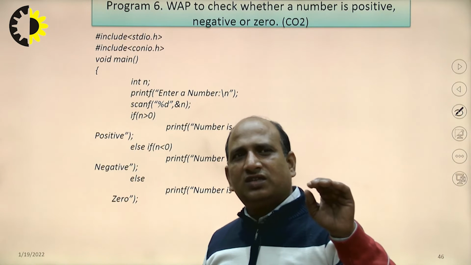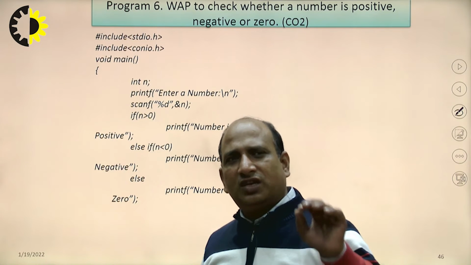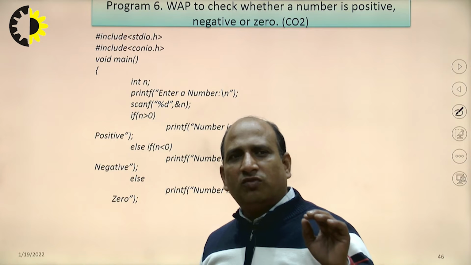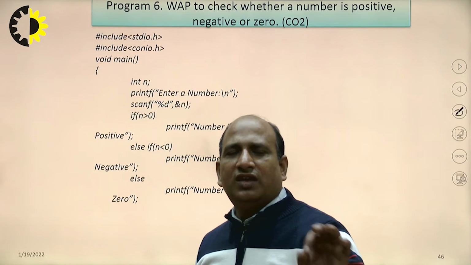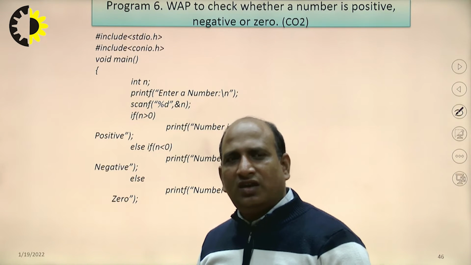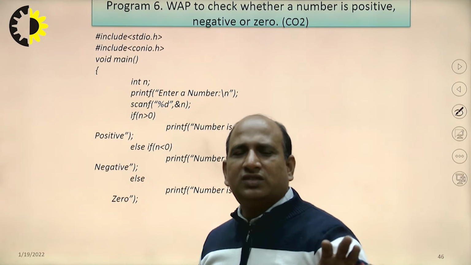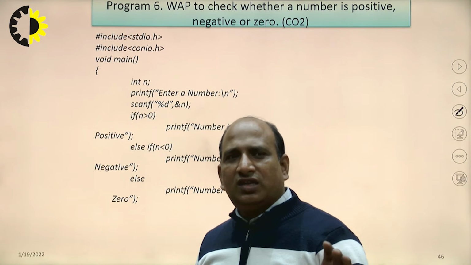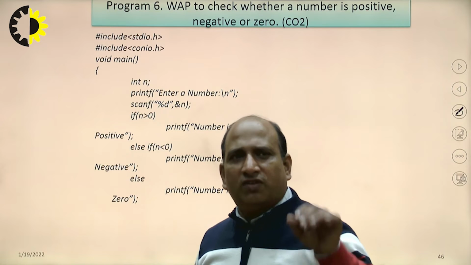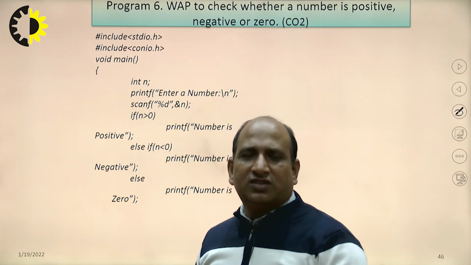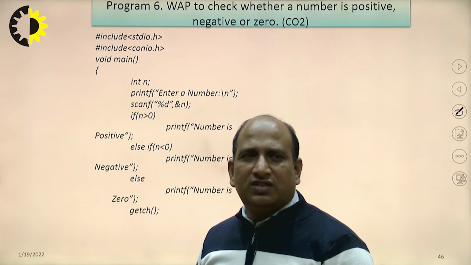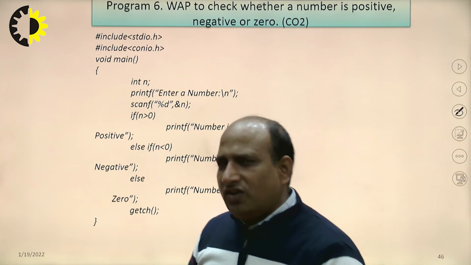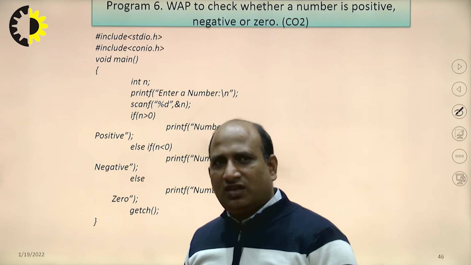Otherwise, if the first condition n greater than 0 is false, then only the control will move to the else if n less than 0. And if it is true, number is negative will be printed. Otherwise, if this condition is also false, then the else part will execute. This way, we can see that the filtering of the conditions is being done.